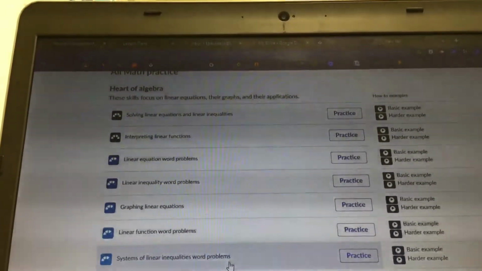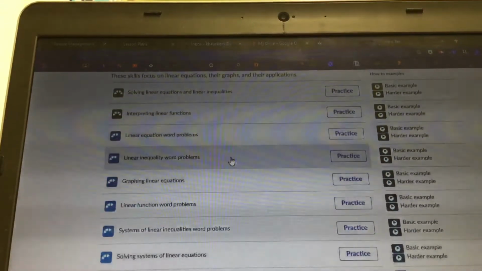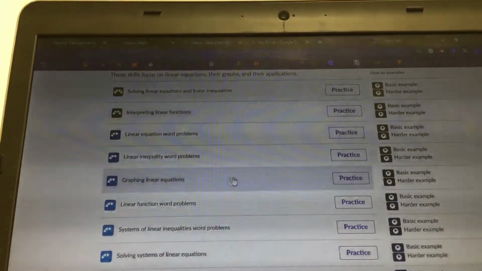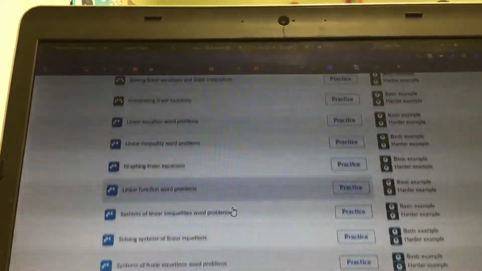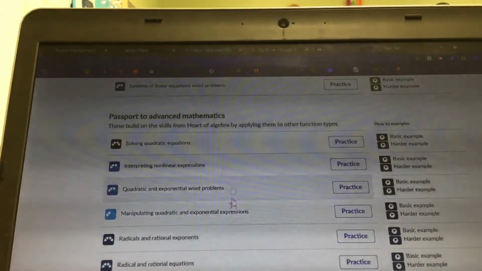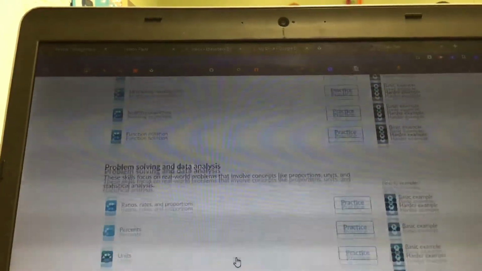Some of these that you can work on are solving linear equations, interpreting linear functions, linear equation word problems, and linear inequality word problems. You can do some of those. Graphing linear equations, that's what we just covered. Linear function word problems you can probably work on. I would not do any systems yet because we haven't practiced that. I definitely would not do anything with Passport to Advanced Mathematics right now because we haven't covered that yet, but we will soon.